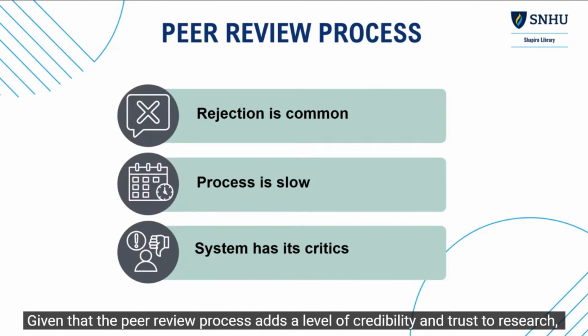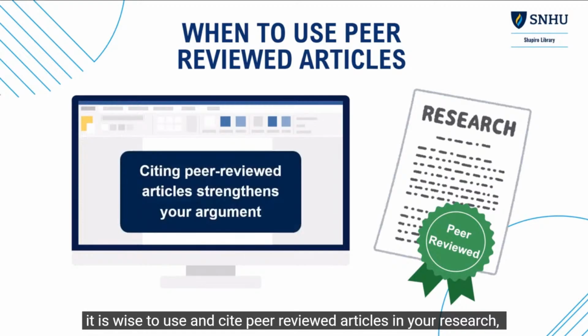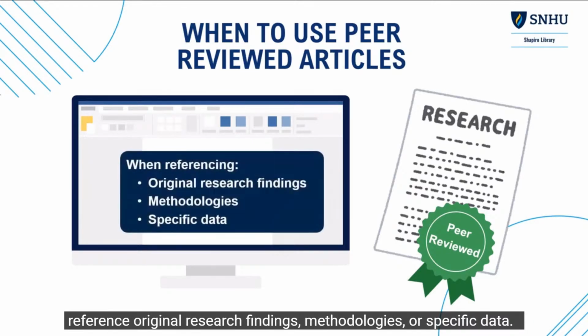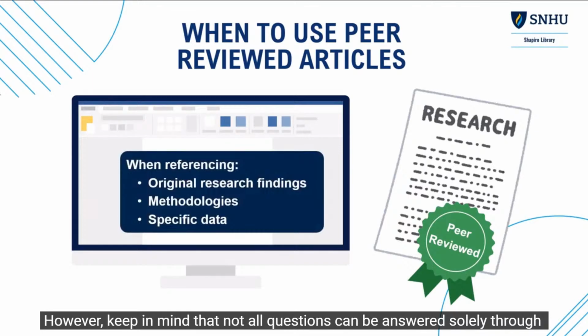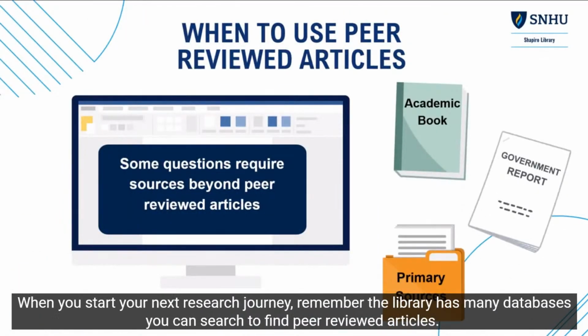Given that the peer review process adds a level of credibility and trust to research, it's wise to use and cite peer-reviewed articles in your research, which your instructors will look for. Citing them not only backs up your points with strong evidence from respected sources, but also enhances your credibility as a researcher. Specifically, you should use peer-reviewed journal articles when you need to reference original research findings, methodologies, or specific data. However, keep in mind that not all questions can be answered solely through peer-reviewed articles. Credible sources like academic books, government reports, and primary sources are also important.